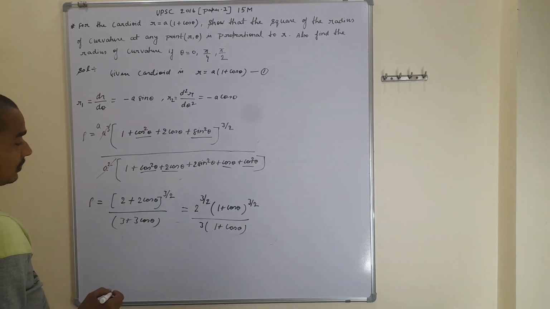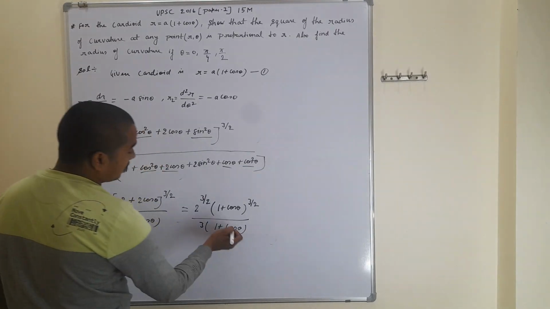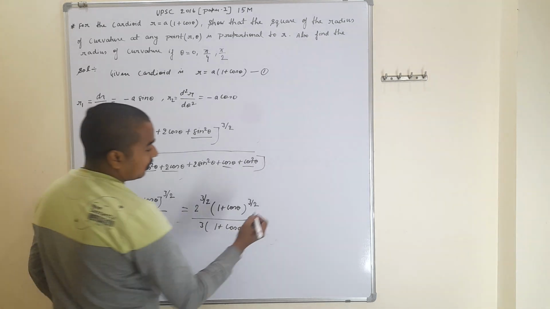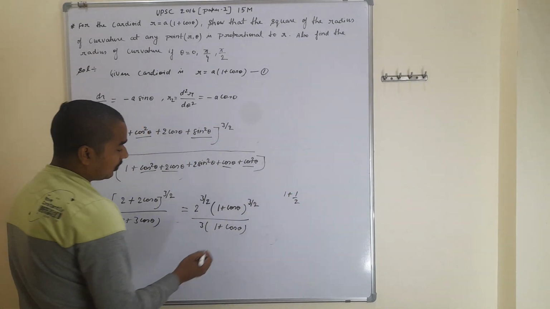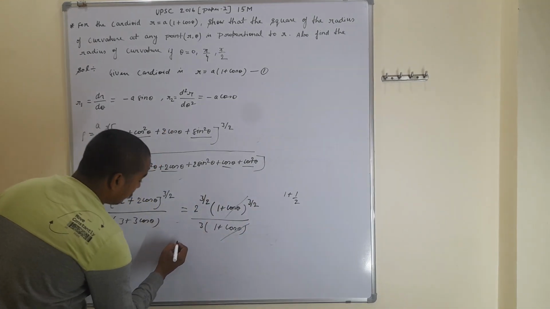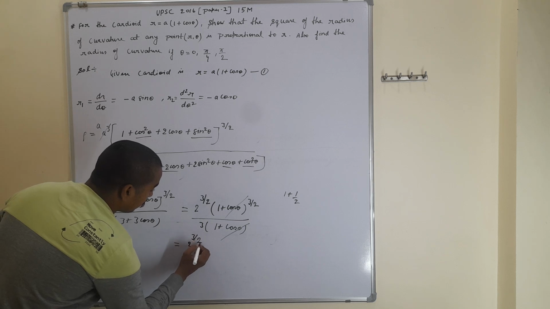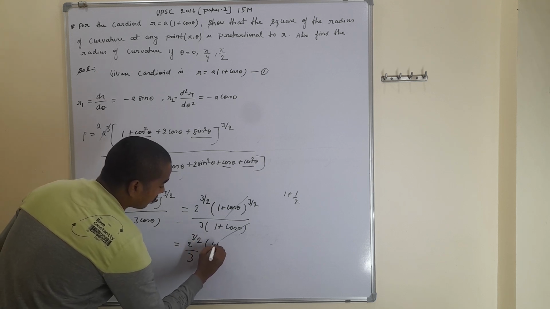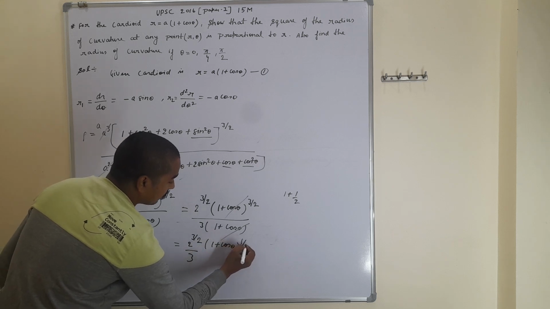We have to cancel out (1 plus cos theta). 2 and (1 plus cos theta) power 3 by 2, upon (1 plus cos theta), that is 3 by 2 minus 1, that is 1 by 2. On cancelling (1 plus cos theta), remaining is 2 power 3 by 2 upon 3 and (1 plus cos theta) power 1 by 2.